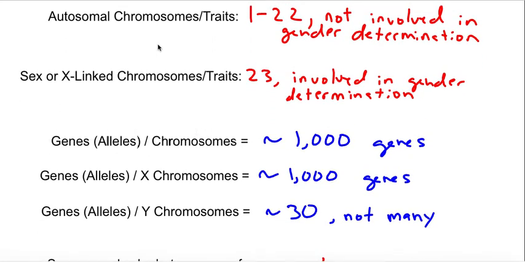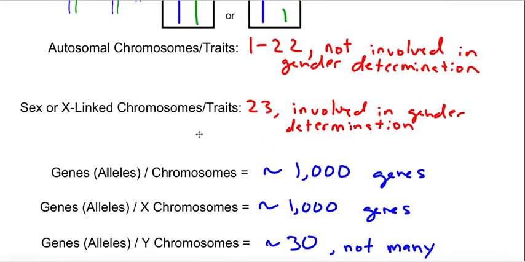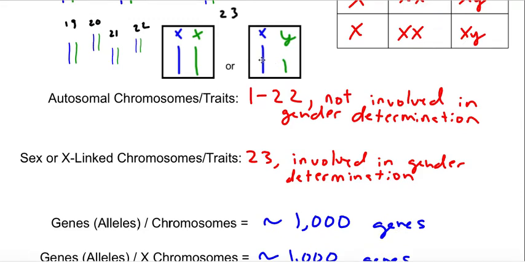And most of them are basically called SRY genes that produce testosterone and give males their male reproductive organs. That's really the job of the Y chromosome. And so what that means is if you put them side by side, there's going to be many genes on the X chromosome that aren't on the Y chromosome.